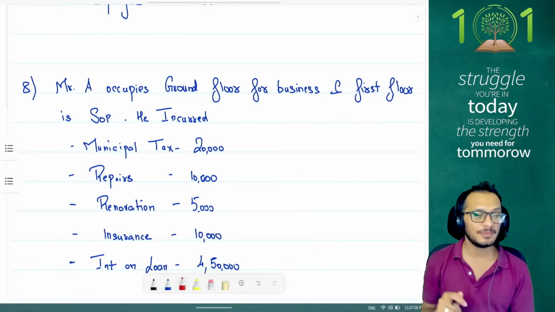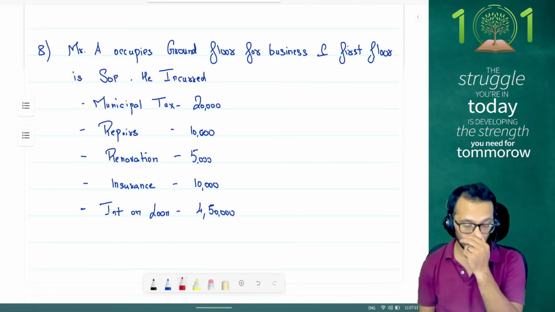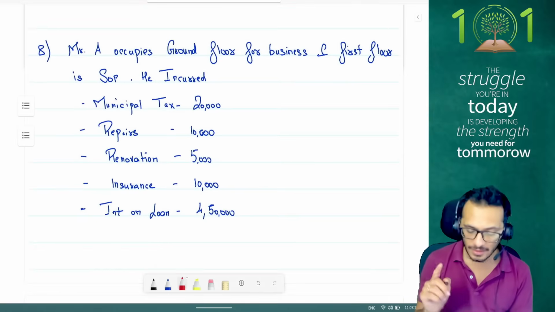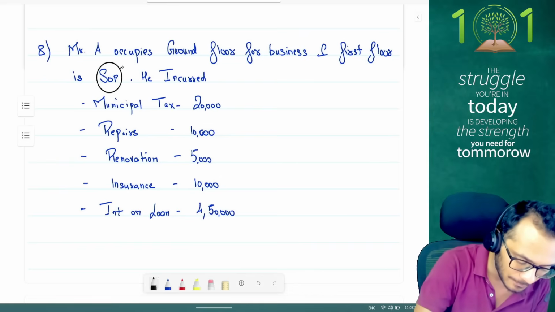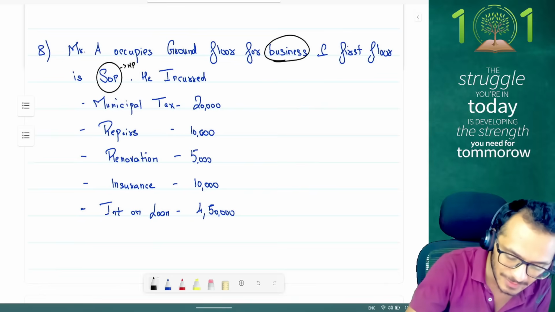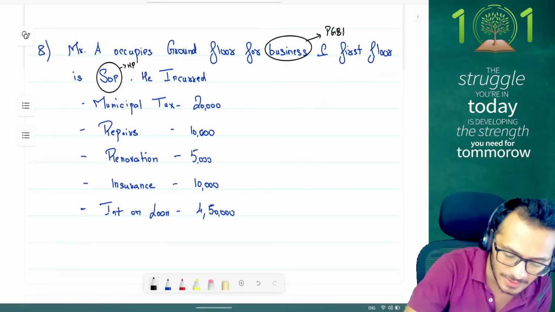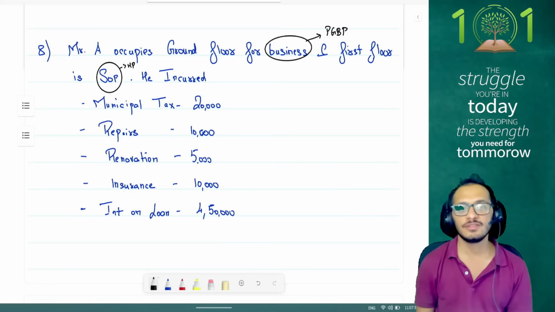Moving on to the HP chapter, people. Imagine you get a question like this which says Mr. A is occupying the ground floor for business and the first floor is SOP. Notice the first floor is SOP, which means this goes into the HP chapter, whereas the ground floor is used for business, which means this goes into PGBP. This is the kind of question which has become very famous of late by ICAI. I've seen it in the last three attempts together. So for these kind of questions you have to be very careful.